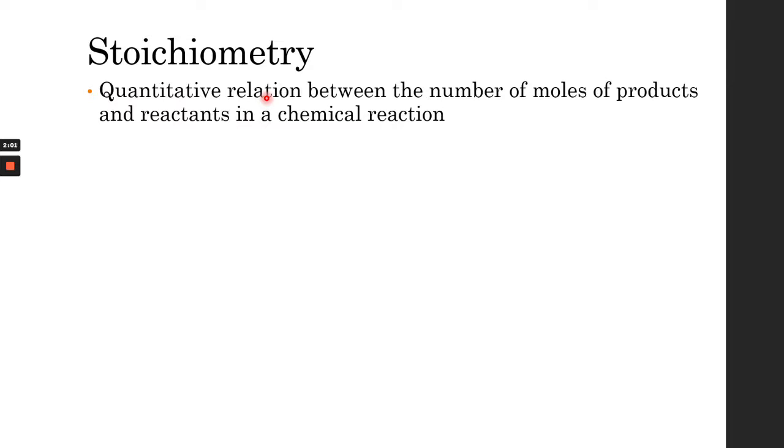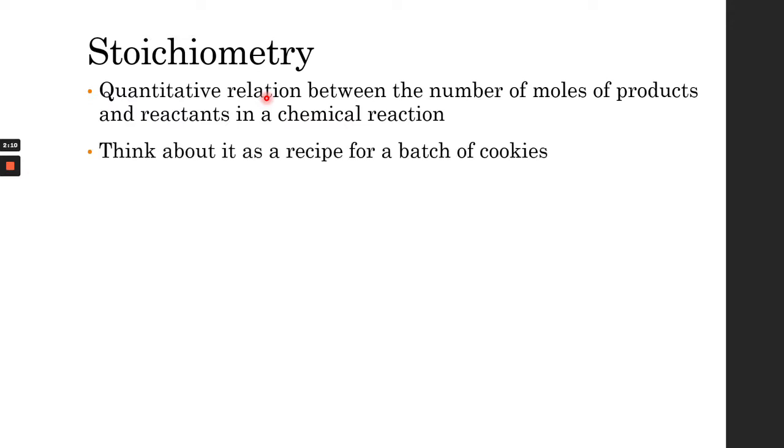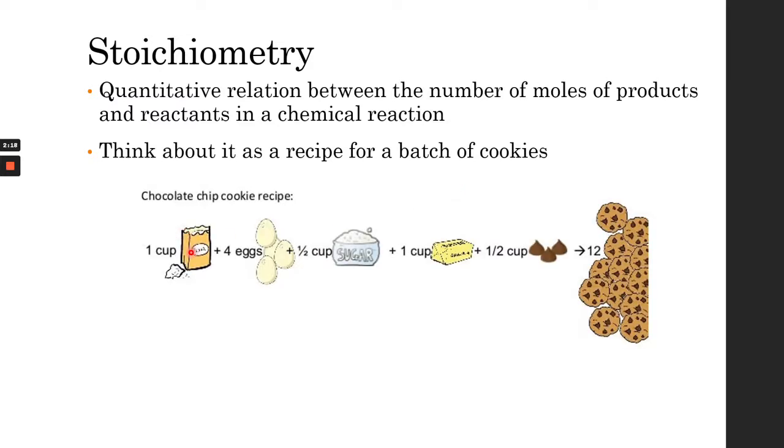But let's keep discussing what is stoichiometry in more layman terms. You can think of stoichiometry as a recipe for a batch of cookies. So let's look at this chocolate chip cookie recipe. In this recipe, it says you would need about a cup of flour, 4 eggs, half a cup of sugar, 1 cup of butter, and half a cup of chocolate chips. When you add all of these together, you end up having 12 pieces of cookies.